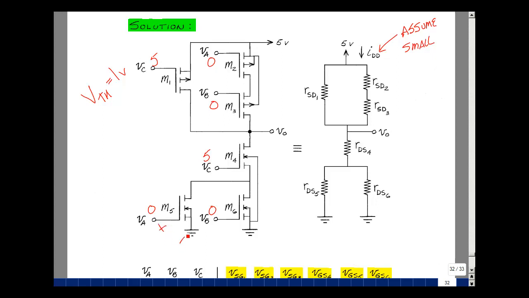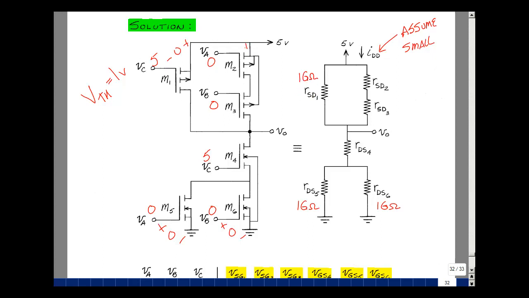So gate to source voltage here is 0. That's going to make this a very high resistance. Again, let's just say it's 1 gigaohm. Likewise, the voltage between here and here is 0. That would make this 1 gigaohm. The voltage between here and here is going to be 5 volts minus 5 volts. This is also 0. That's going to make this 1 gigaohm.